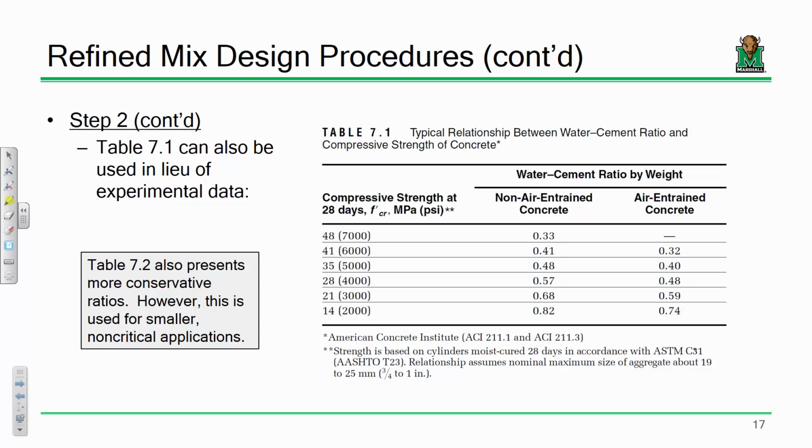Linearly interpolate. Okay? Everybody okay with that? Now you're going to see Table 7.2, and it's going to look very similar. You're going to say, well, why aren't we using that? Okay? Table 7.2 is used for smaller, non-critical applications. I'm going to assume that the mixes that you are going to be designing as civil engineers are going to be critical. So we're going to go off of our civil engineering critical application ratios. Everybody okay with that?